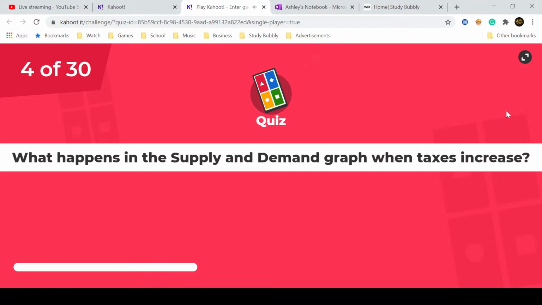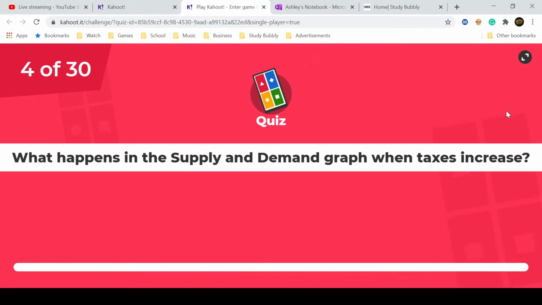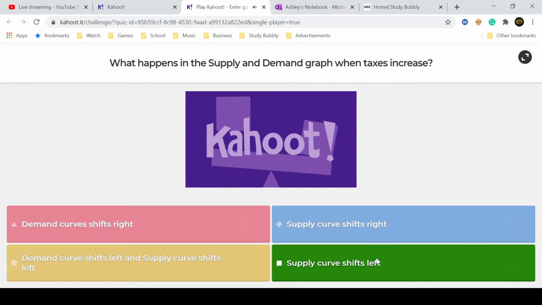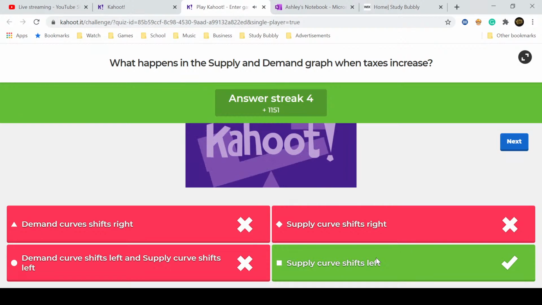Next question. What happens in the supply and demand graph when taxes increase? So basically, taxes usually affect consumers and businesses. The reason being that an increase specifically in business taxes will cause businesses to supply less, and also with demand, if people are getting taxed more, they're less likely to buy goods, which could affect demand, but taxes specifically are towards businesses and stuff, which affects supply.